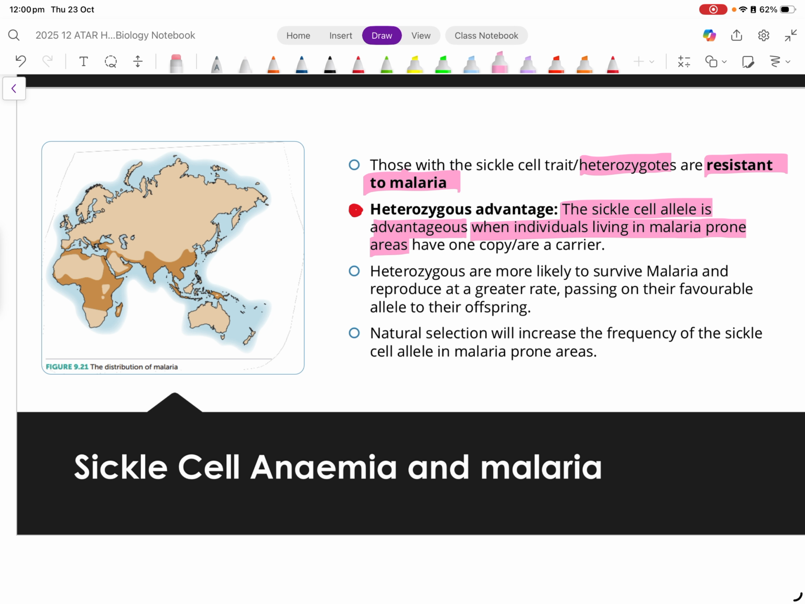And as you can see on the diagram on the left-hand side, we have large portions of Africa, and we're also talking about places like India and Southeast Asia. Now, people who are heterozygous for this trait within these regions are more likely to survive malaria, they're going to reproduce at a greater rate, and they're going to pass on their favourable allele, aka their copy of the sickle cell allele, to their offspring. As a consequence of natural selection, this is going to eventually increase the frequency of the sickle cell allele in these malaria-prone regions.